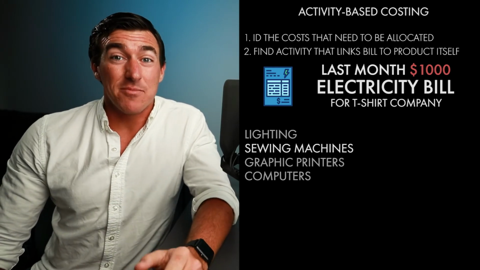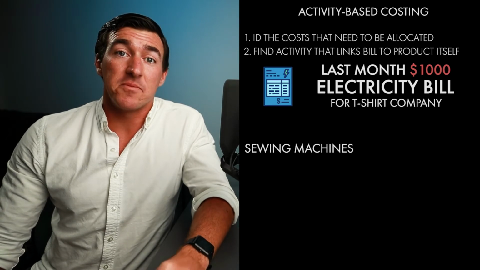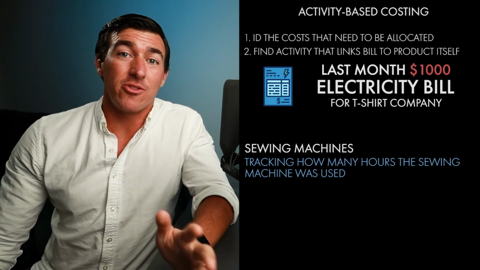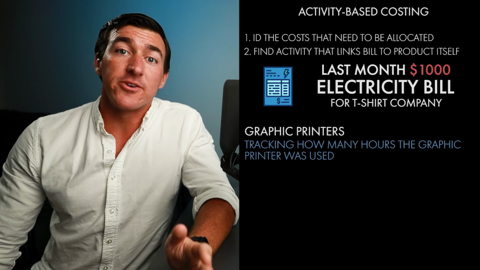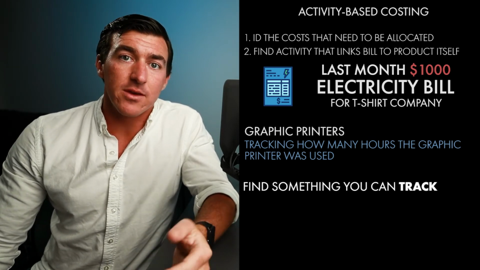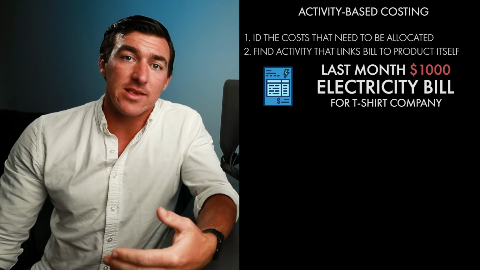Well, in my mind, I think probably the sewing machine would be the easiest way to do it. And maybe you start tracking how many hours the sewing machine was used. That's one way. Or let's say you don't like the sewing machine idea. Let's say that you're more of a printer guy and you're going to track how many hours the printer was used. The idea is pretty much just find something you can track, hopefully easily, and allocate that cost based on that tracked number. So let's use my example of the sewing machine.